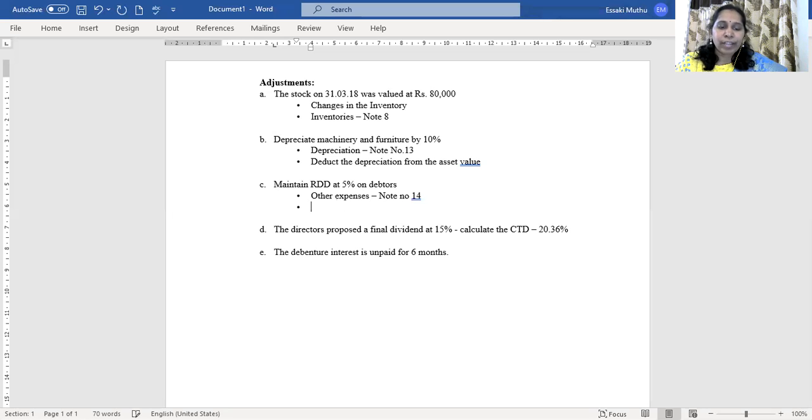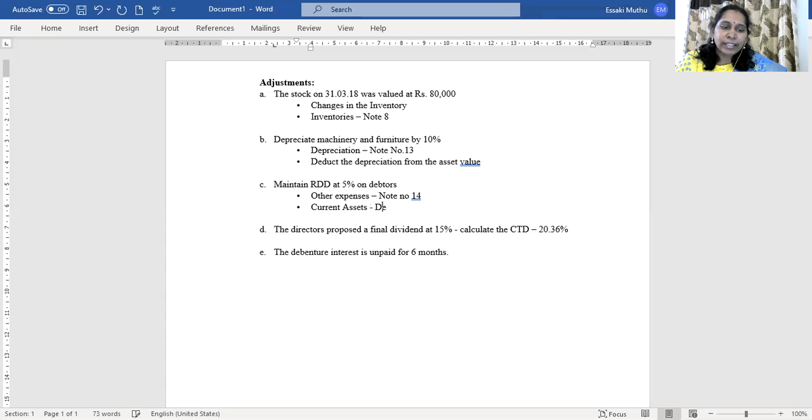Okay, the next effect should be deducted from the debtors. Take the debtors value, deduct the doubtful debts, then the remaining you can show as the closing balance of debtors in the balance sheet. So the second effect will be in the current assets, under the item current assets.